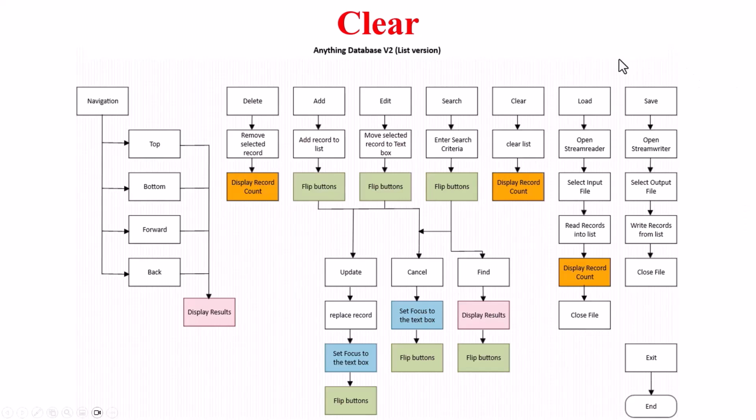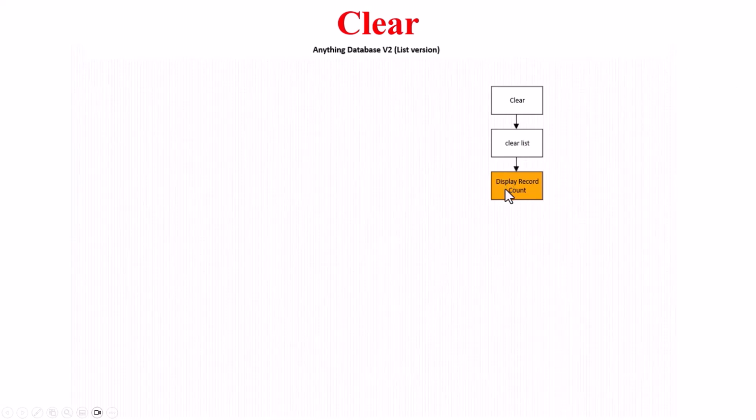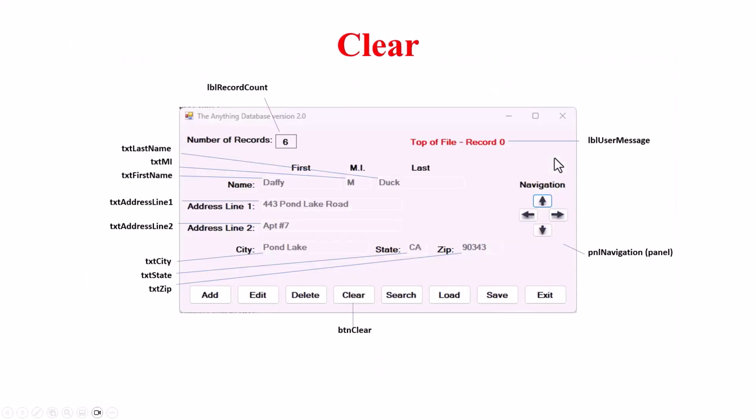Take a look at this and clear this up a little bit. We see the clear button, clear list, display record count. That's all we're going to be doing here. So somewhere in here we'll put that message and let this thing go. How are we going to handle the form? Well, quite a bit of it gets handled here. Navigation is going to get turned off because we're not going to be using navigation anymore. There are no records. You have to add again. It's like we're starting all over.